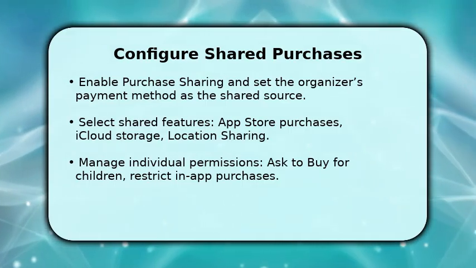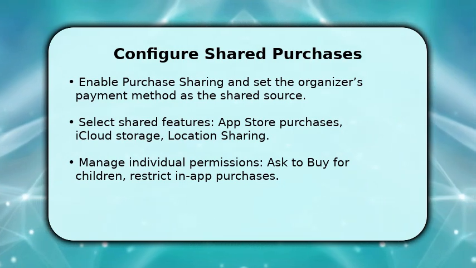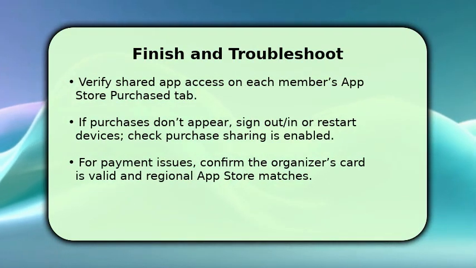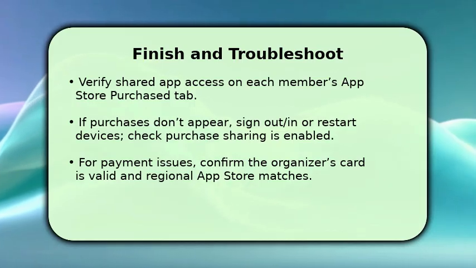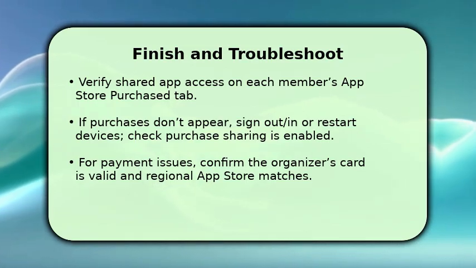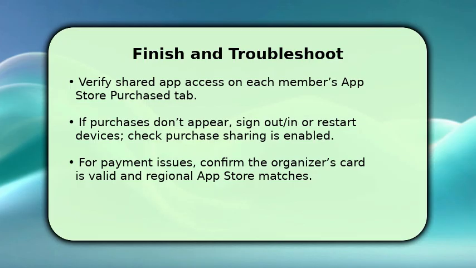To finish, verify that each member sees shared apps under App Store purchased. Download to confirm access. If purchases do not appear, sign out and back into Apple ID or restart devices, and make sure purchase sharing remains enabled. These simple steps resolve most sync issues.